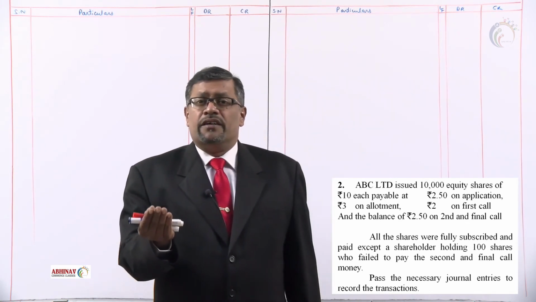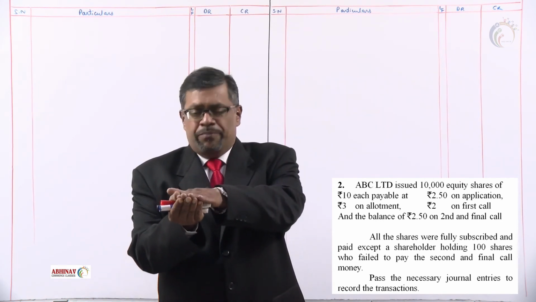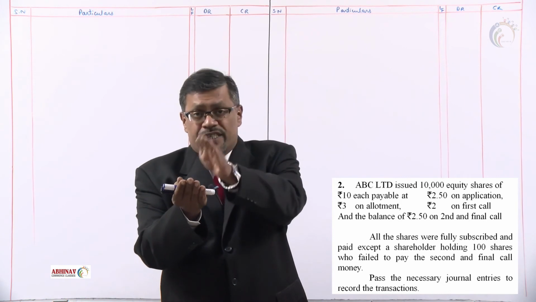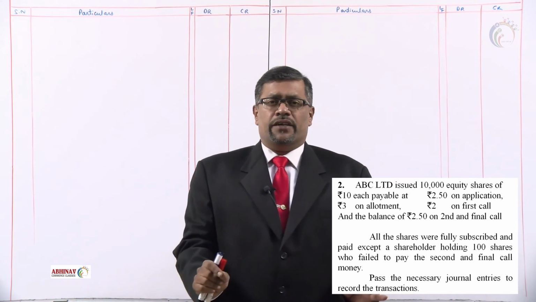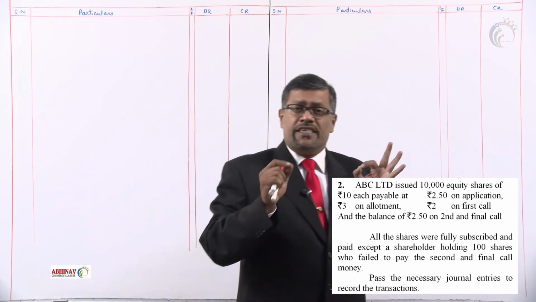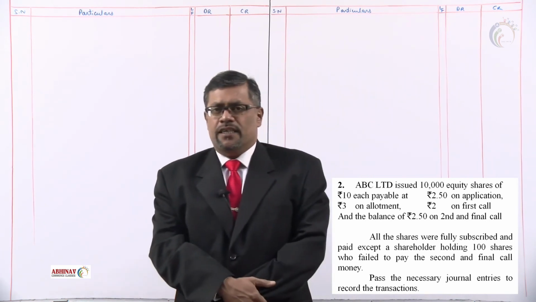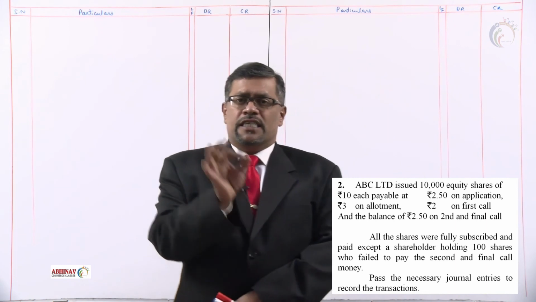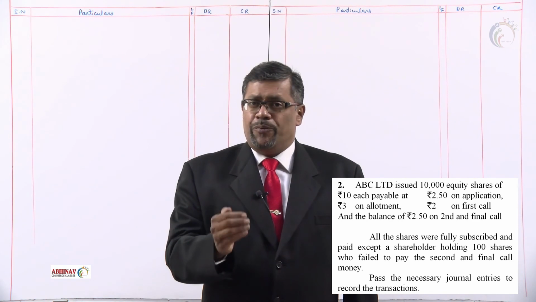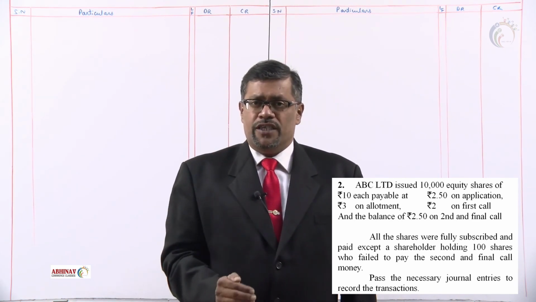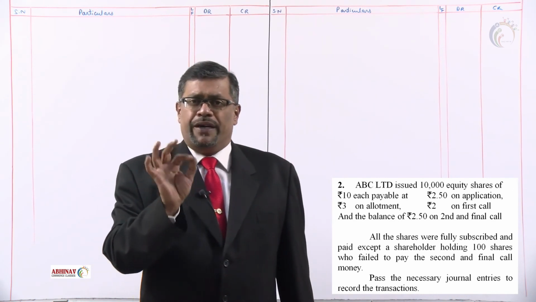Share application, credit. Why? Application is a liability. Basically the application is 0, and when you receive the application money, your application account will increase. Increase in share application is increase in liability, we credit. So let us see. How many shares are issued? 10,000. Subscribed 10,000. So application money of 2.5 rupees will be received on 10,000 shares. 10,000 into 2.5, application money is going to be 25,000.